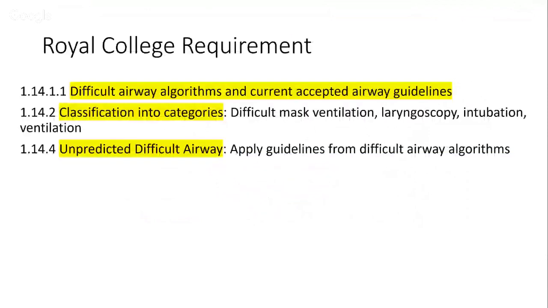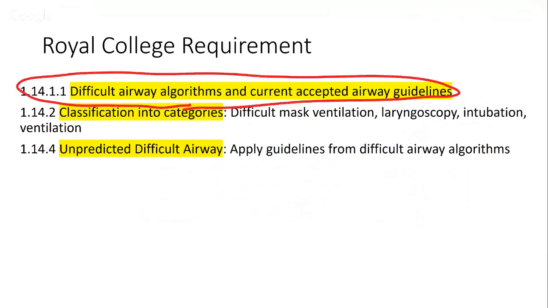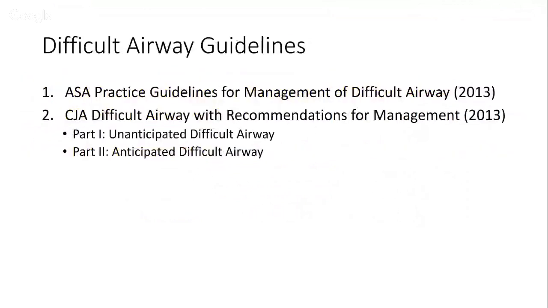And today we'll be focusing on a couple of learning objectives. So, the Royal College requirement for the Canadian exam. We have the difficult airway algorithm and current accepted airway guidelines, and the classification into categories, specifically talking about the unpredicted difficult airway and applying the guidelines from difficult airway algorithms. So let's jump right into it.